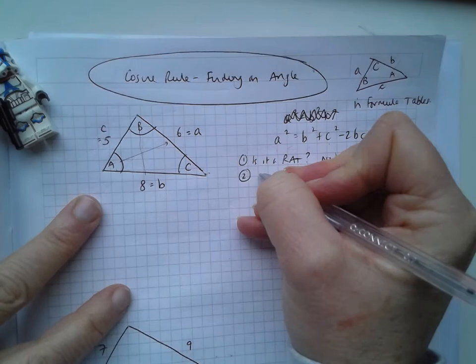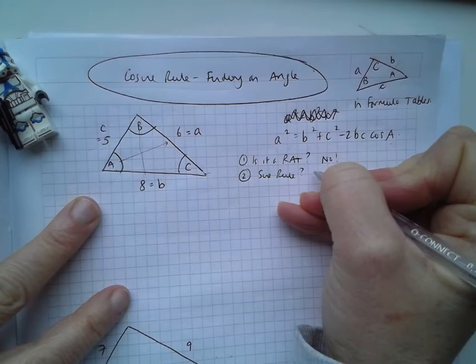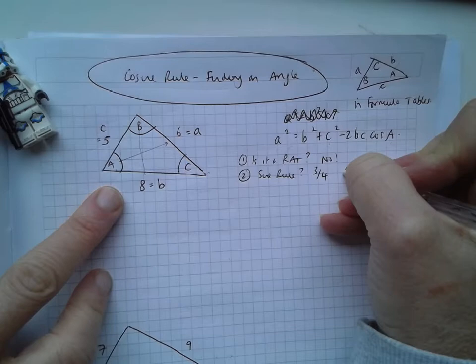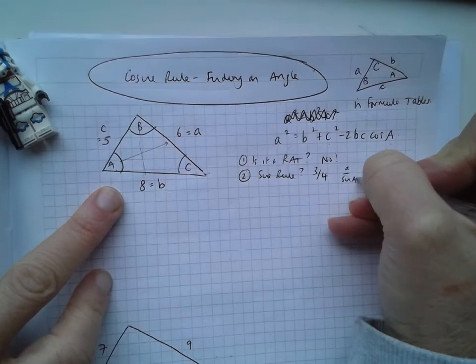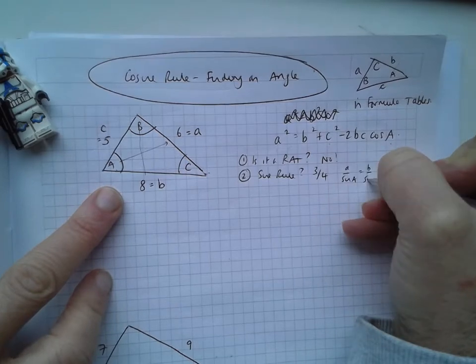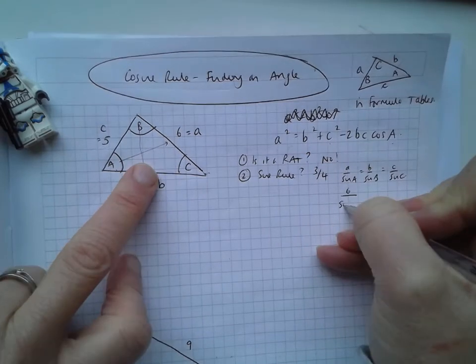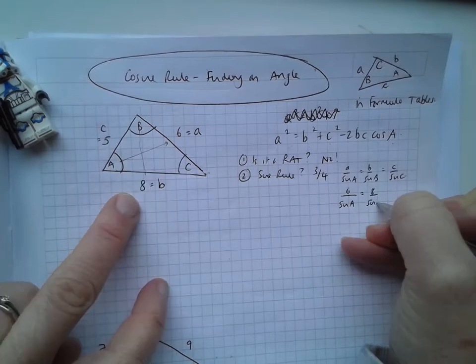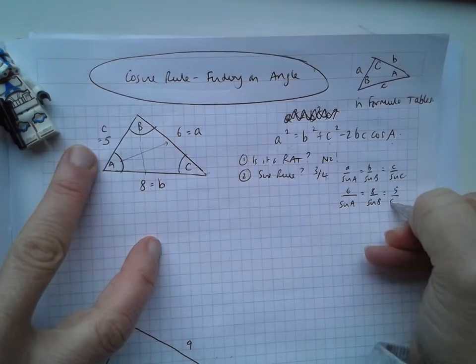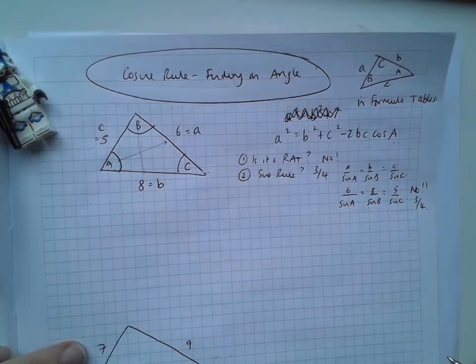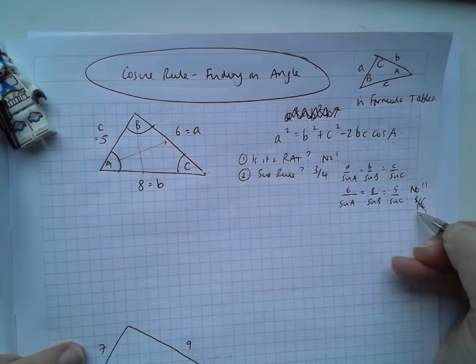If I could use the sine rule, I'd have 3 out of 4. So let's see, the sine rule would be a over sine A is equal to b over sine B is equal to c over sine C. Do I have that? I have a as 6, but I don't have angle A. I have b is 8, but I don't have angle B, and I have c is 5, I don't have angle C. So no, I cannot use the sine rule. I don't have 3 out of 4. I have 2 out of 4, but not 3 out of 4. So I'm going to have to use the cosine rule.